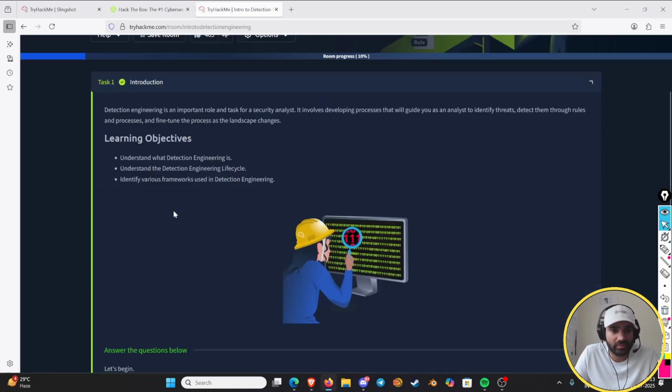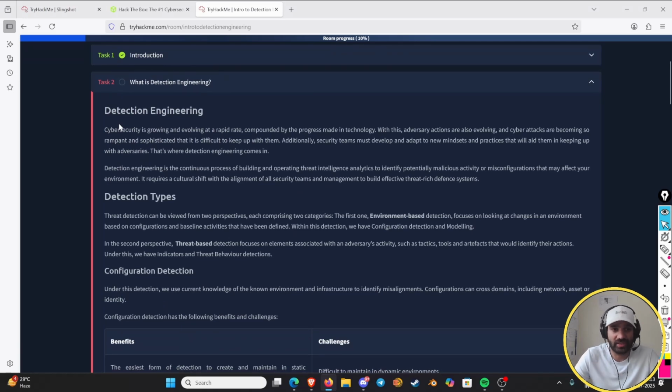And what is detection engineering? Cybersecurity is growing and evolving at a rapid rate, right? Compounded by the progress made in technology. With these, adversaries' actions are also evolving. Cyber attacks are becoming so rampant and sophisticated, right? And it is difficult to keep up with them. Additionally, security teams must develop and adapt to new mindsets and practices that will aid them in keeping up with adversaries. That's where detection engineering comes in.